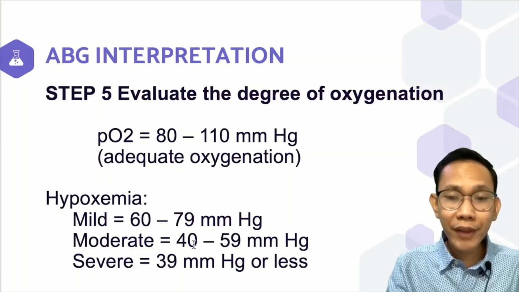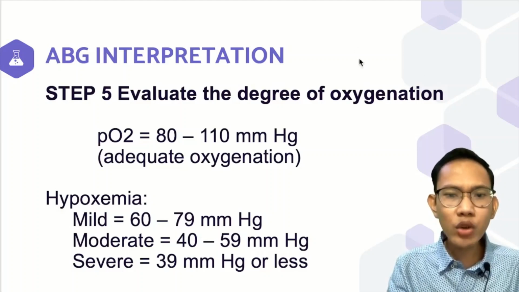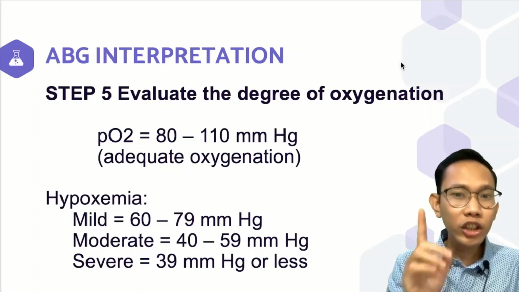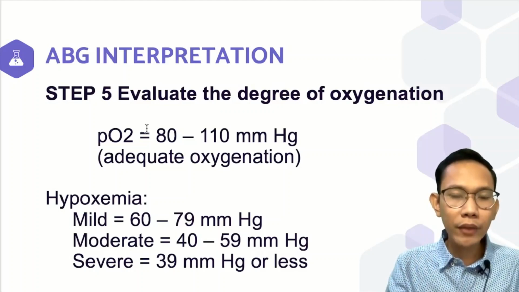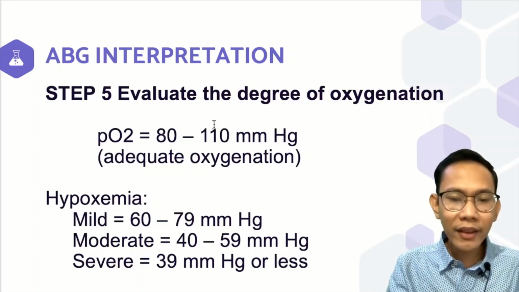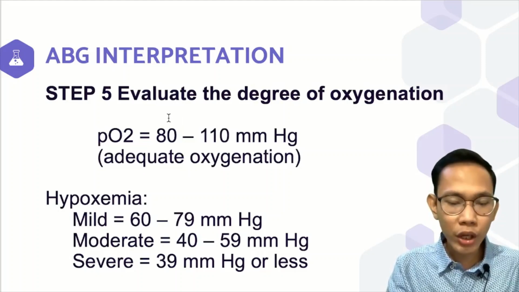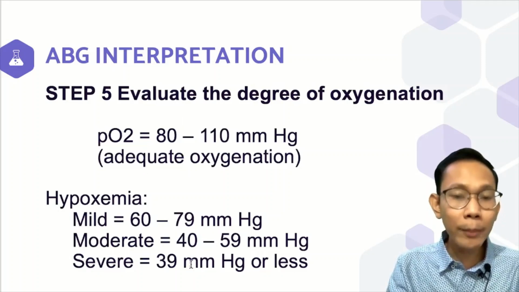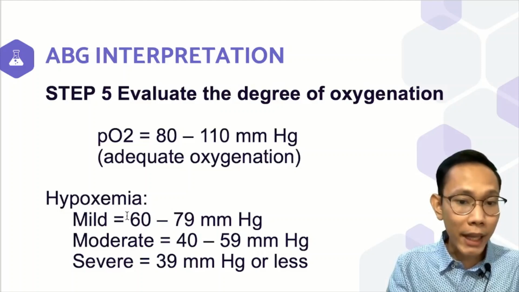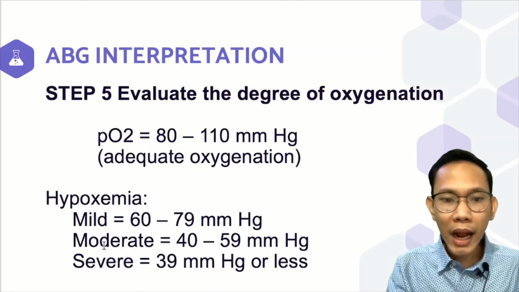Step 5, evaluate the degree of oxygenation. Paano natin may evaluate? Check the PO2 level. If it's 80 to 110, that's adequate oxygenation. But if within this range, you will be able to identify whether mild, moderate, or severe hypoxemia.